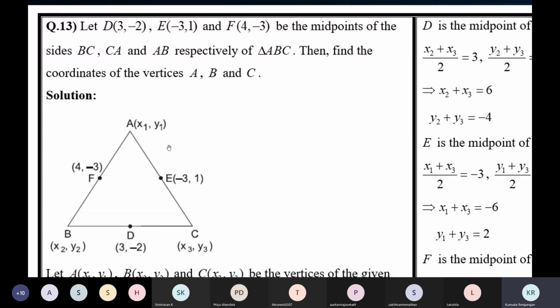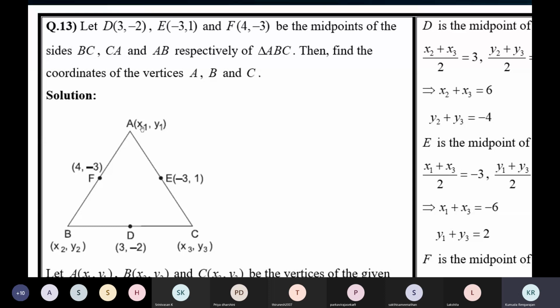Now let's come from here. Now these are the different results we have. Now x1 plus x3 by 2 is equal to minus 3. When you cross multiply, you will get x1 plus x3 is equal to minus 6, correct? x1 plus x3 is equal to minus 6.